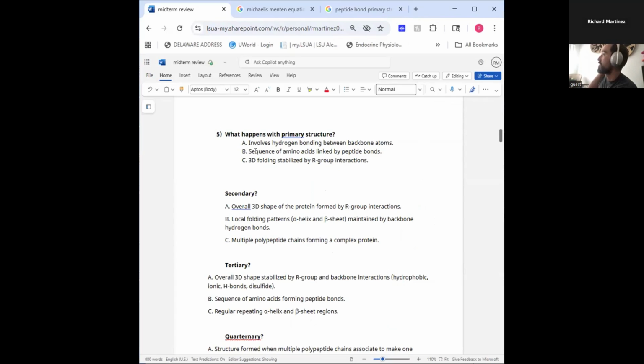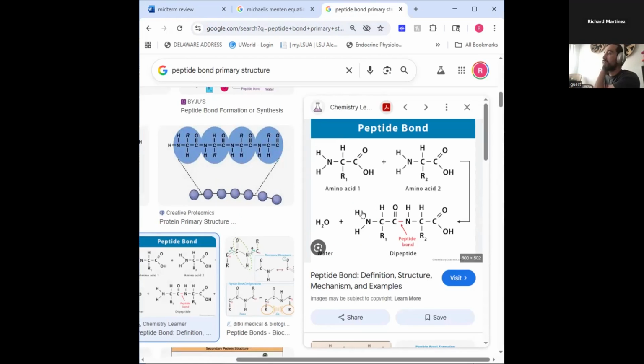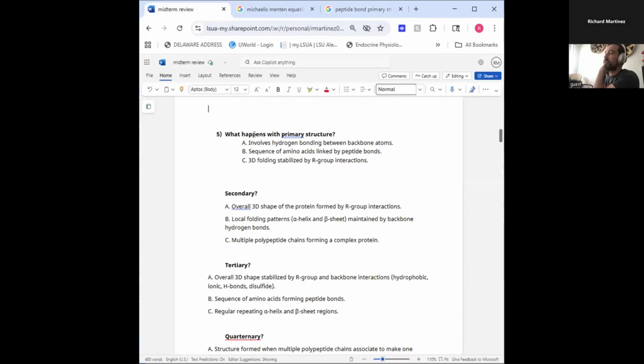So the sequence of amino acids linked by peptide bonds. That sounds correct. 3D folding stabilized by R groups. Okay, there's no 3D in here yet. We're just creating a long chain. So answer's B, move on.